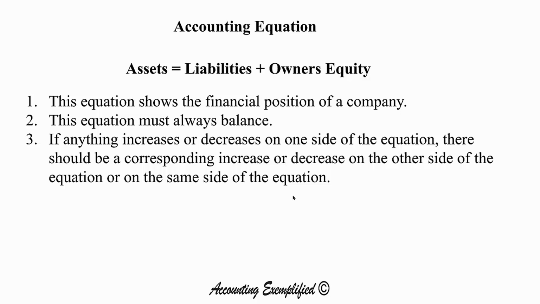Sometimes there may not be an increase or decrease on the other side, but it can happen on the same side of the equation. Let us see an example. Let us say the company buys inventory, which is an asset, by paying cash. Both the inventory and cash belong to the assets. So one asset, inventory, is increasing, and the other asset, cash, is decreasing. The equation again stays in balance, but there is no change on the other side of the equation.